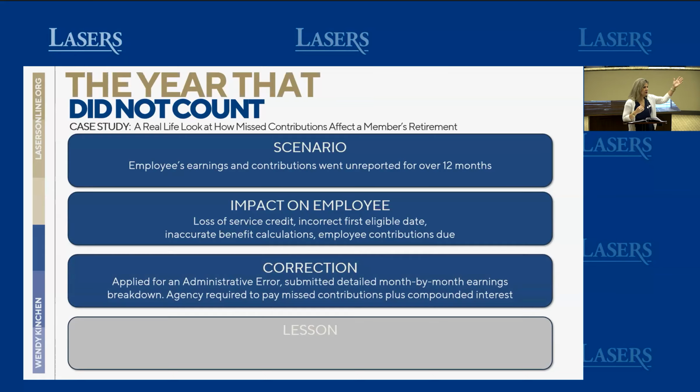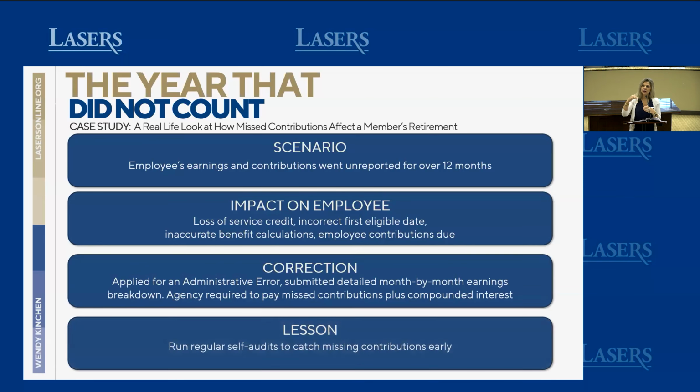In this scenario, the only way to correct it was to apply for that administrative error. They had to submit the letter, the month-by-month earnings report. They had to pay the contributions. They also had to pay that compounded interest. So they had to take a lot of steps to do the correction.